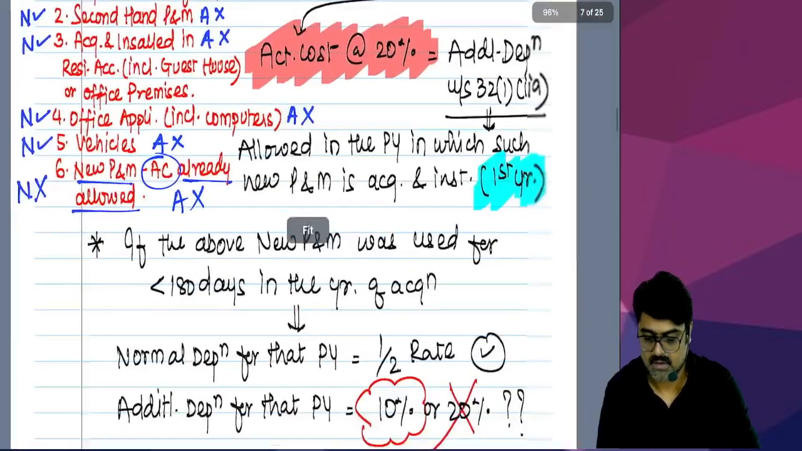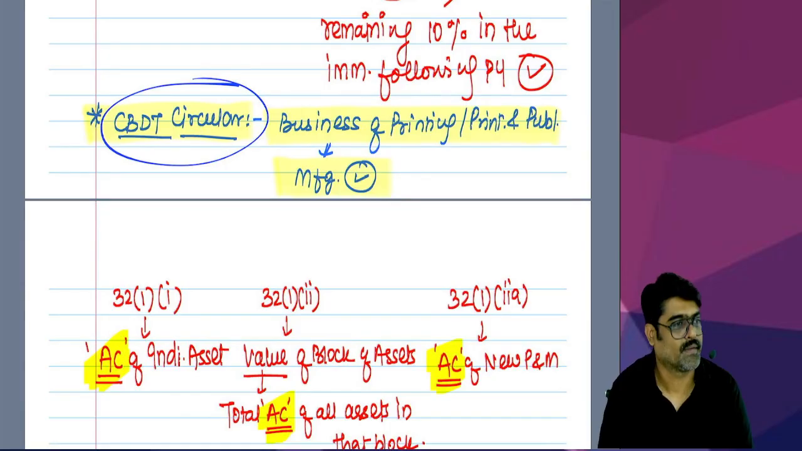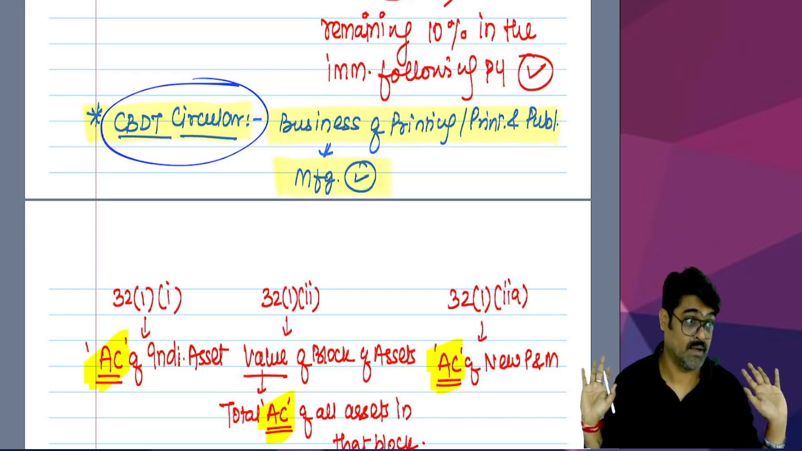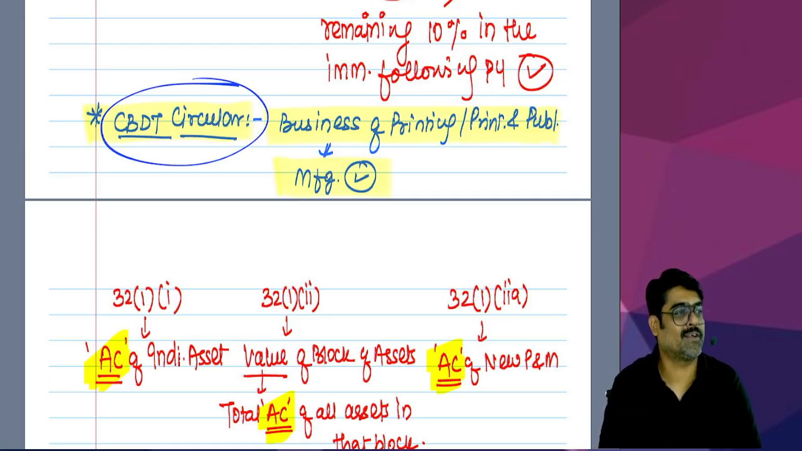Understanding? That's it. Now, there is a small CBDT circular, a CBDT clarification. What is the clarification? CBDT says, let us clarify one thing. If the assessee is in the printing business or printing and publishing business, their business also we will consider as manufacturing business. Don't you think this clarification will be binding on the department? Now the department and all the officers will have to follow this circular.